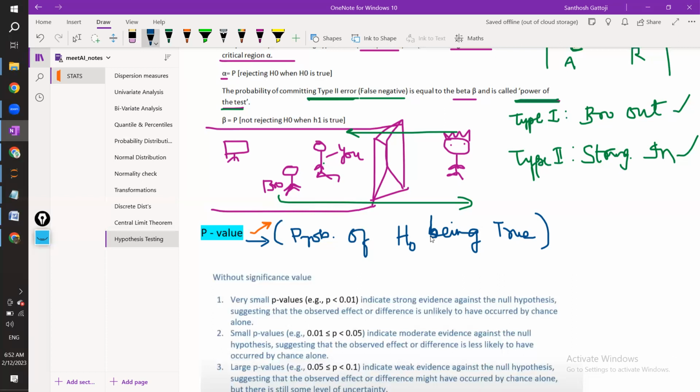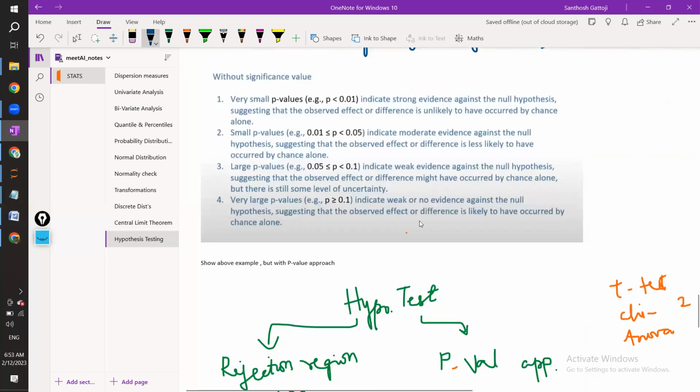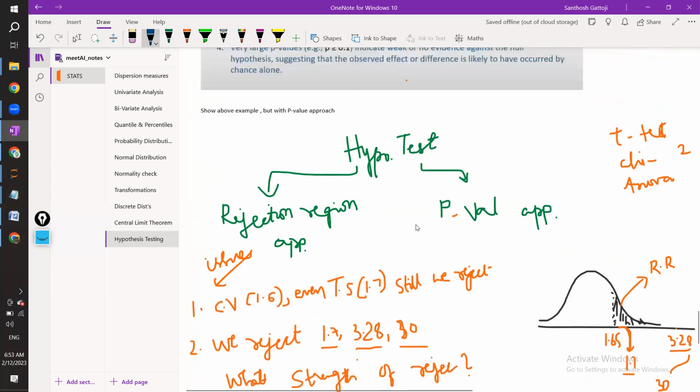Now there are multiple interpretations of the p-value, guys. You need to understand the p-value from, I would say, multiple angles, so that it is easier for us to understand and recollect it faster. So what are those, we'll try to see.